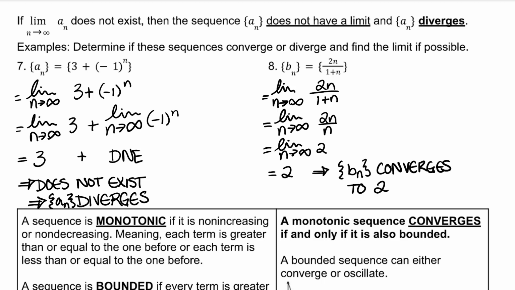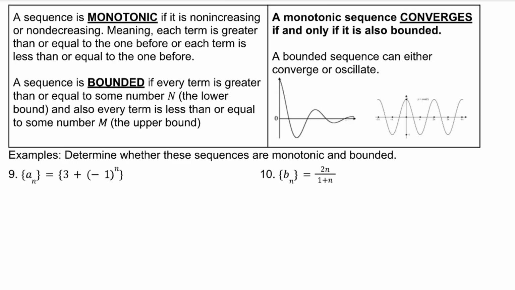As a reminder, the curly braces signify that b sub n is a sequence. A sequence is monotonic if it is non-increasing or non-decreasing, meaning each term is greater than or equal to the one before, or each term is less than or equal to the one before. A sequence is bounded if every term is greater than or equal to some number n, the lower bound, and also every term is less than or equal to some number m, the upper bound. A monotonic sequence converges if and only if it is also bounded. A bounded sequence can either converge or oscillate.